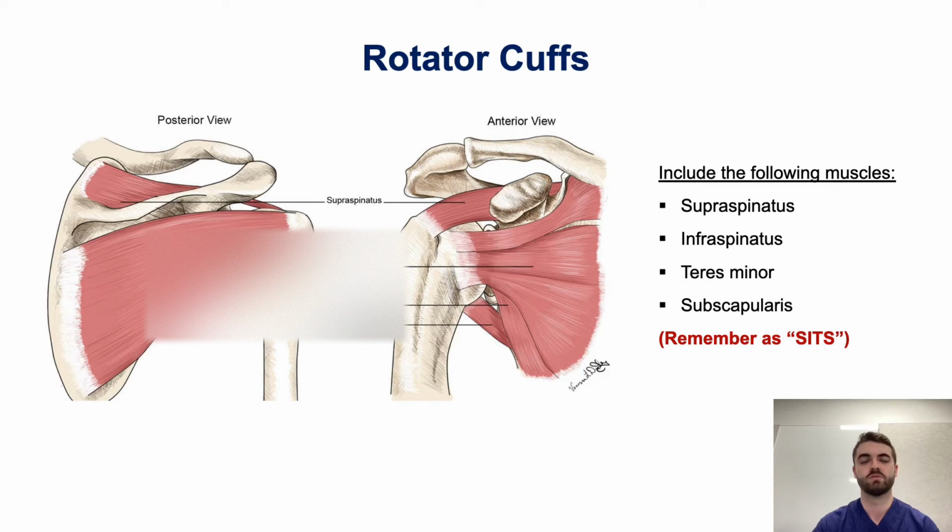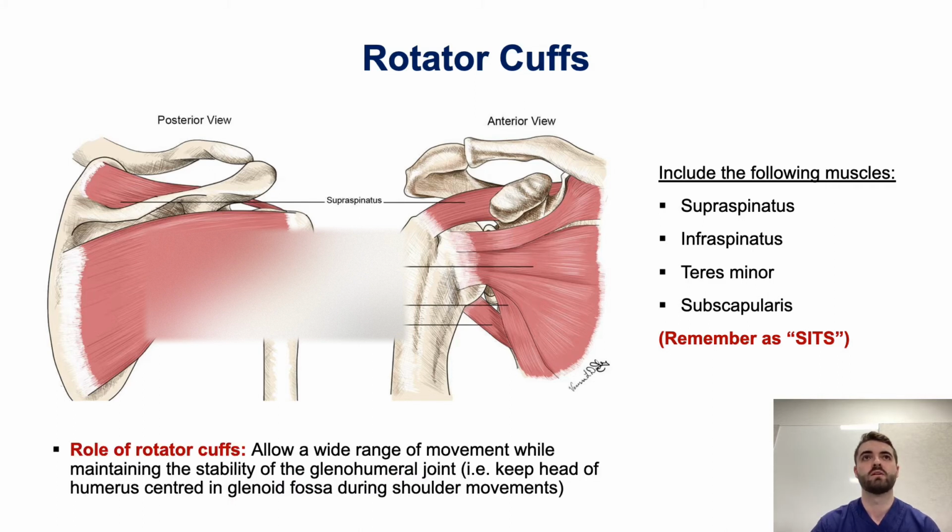So here's a better view of the rotator cuff muscles. We've got a posterior view, where you can see 3 of the main ones, plus the anterior view, where you can see the subscapularis. They consist of the supraspinatus, infraspinatus, teres minor, and subscapularis. The useful mnemonic for us medical students is the SITS group. Their role is to allow a wide range of movement whilst providing stability of the glenohumeral joint. They've got a resting tone which pulls the head of the humerus into the socket, and this keeps it centered during shoulder movements. So as I said, it's a dynamic stabilizer.